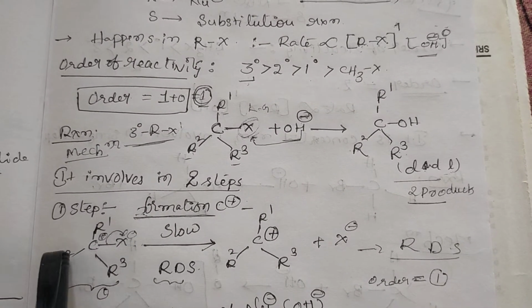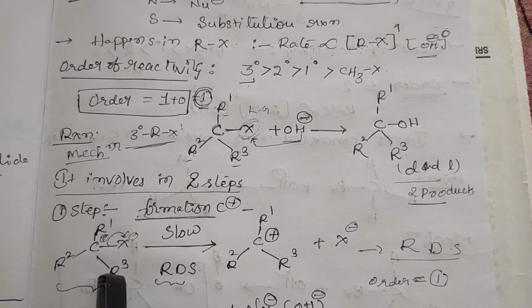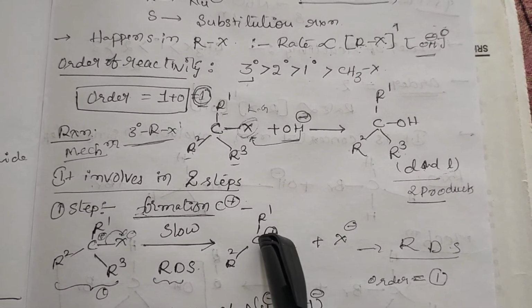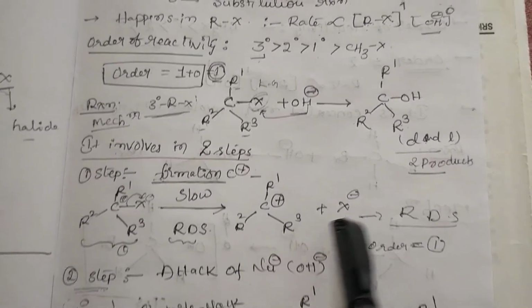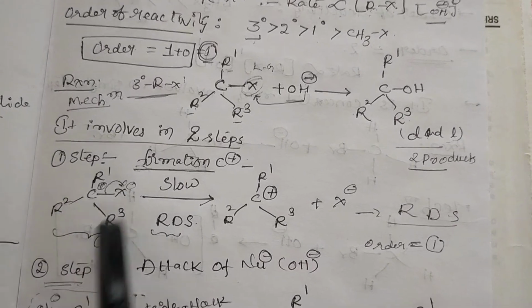There are three alkyl groups, bulky groups, so it won't be stable. So it is undergoing ionization to form a carbocation. This is the slow step and the rate determining step. Order is equal to 1.